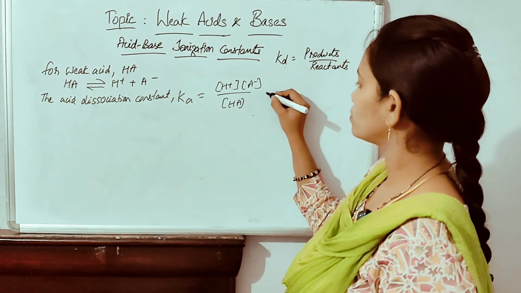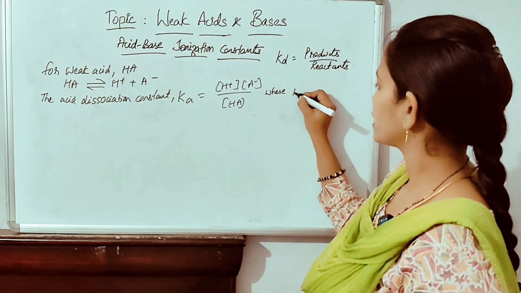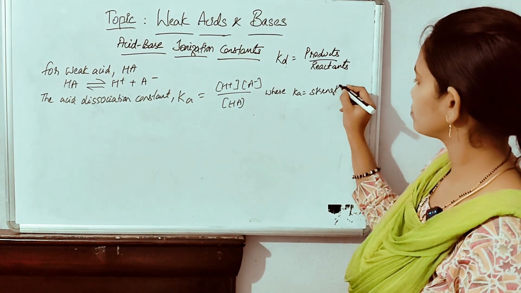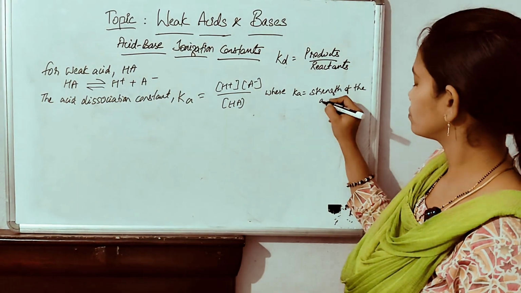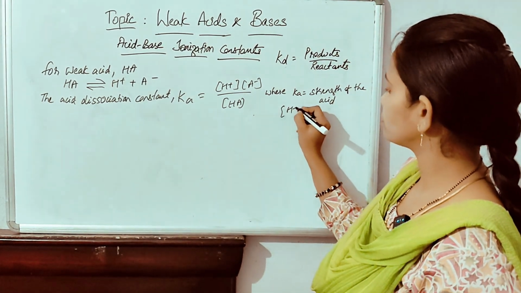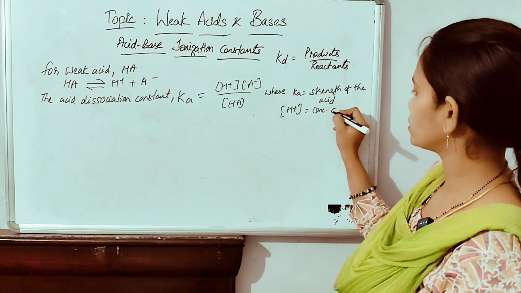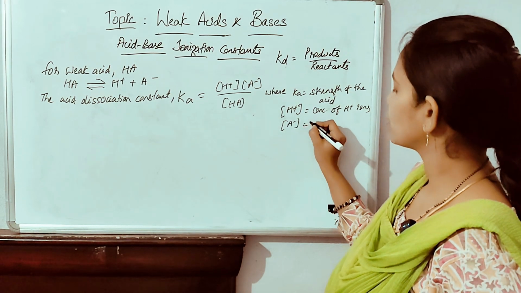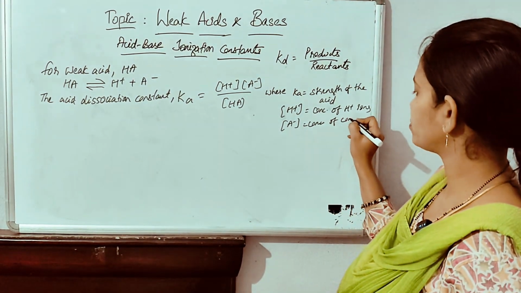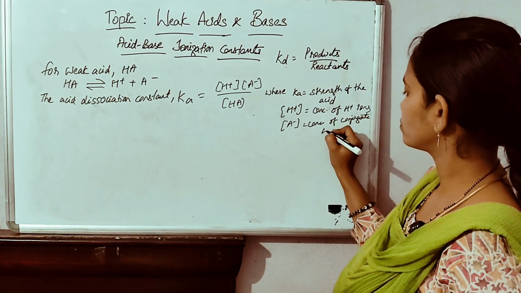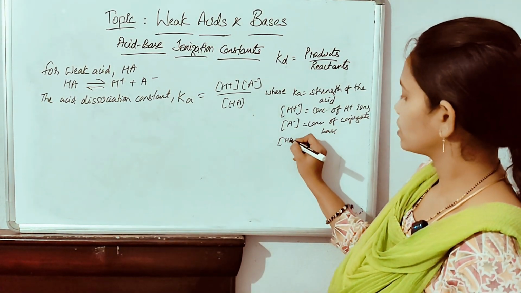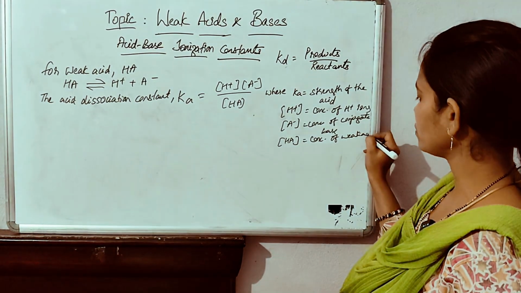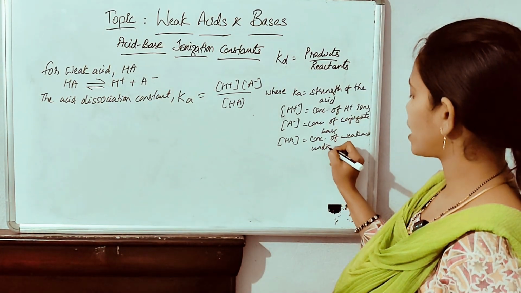So where Ka is equal to quantitative measure of the strength of the acid. H plus is the concentration of H plus ions. A minus is the concentration of conjugate base. HA is the concentration of weak acid or undissociated acid.